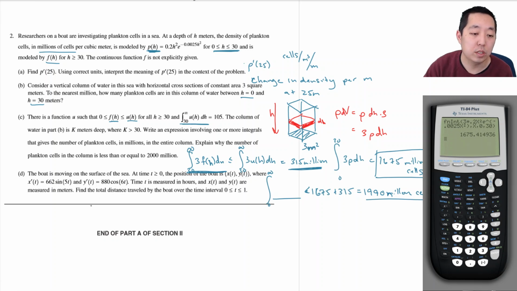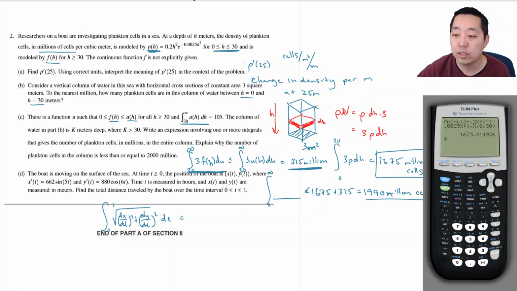Okay, so total distance traveled is going to be the integral of the square root of dx/dt squared plus dy/dt squared. It's going to be kind of like arc length a little bit. And I'm going to go from 0 to 1. And since I know x prime and y prime, I just plug that into my calculator. So math.